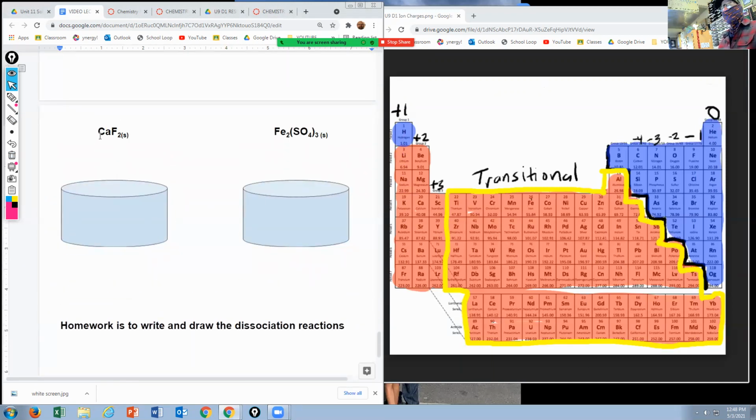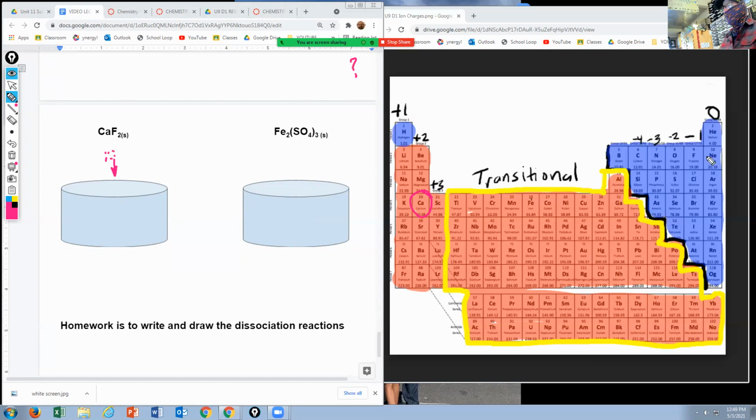So we're gonna break these up. All right, so let's take a look. We have to take calcium. We're gonna put this calcium fluoride solid into the water, and this is gonna break up. Now, what do you think the charge is gonna be on the calcium? The calcium is right here. Yeah, that's right. It's gonna be a +2 charge.